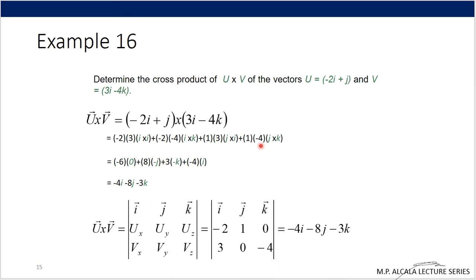And finally, for your k hat, it will be j multiplied by cross i. j cross i is negative k. So that will be negative 1 multiplied by 3, negative 3k.